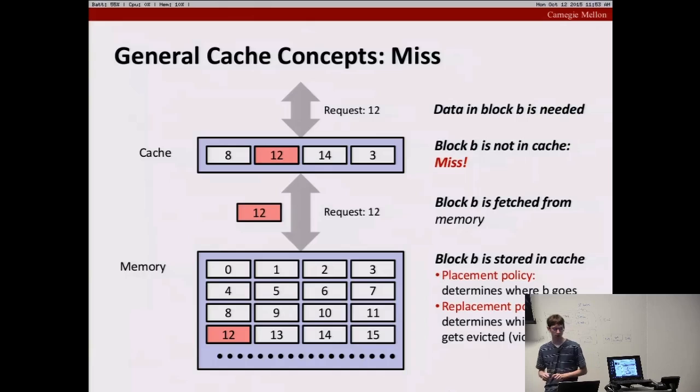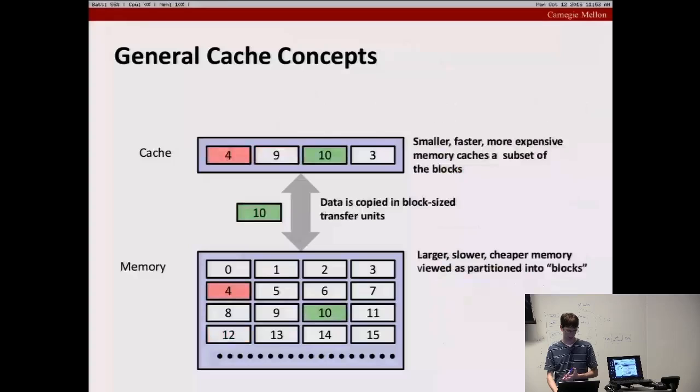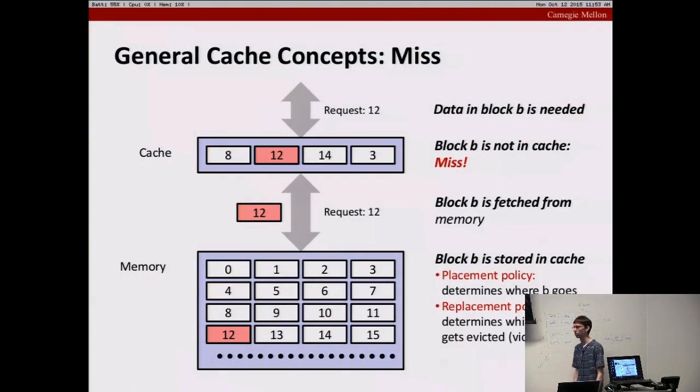So here's an example of a miss. We're requesting block 12 from this cache. It has 4, 9, 10, and 3 in it, and none of those are 12. So we missed. When we went to look in our cache, it wasn't there. So what we're doing is going down to memory, grabbing block 12, and then putting it in the cache so that if we ask for it again, it will still be there right away the next time.